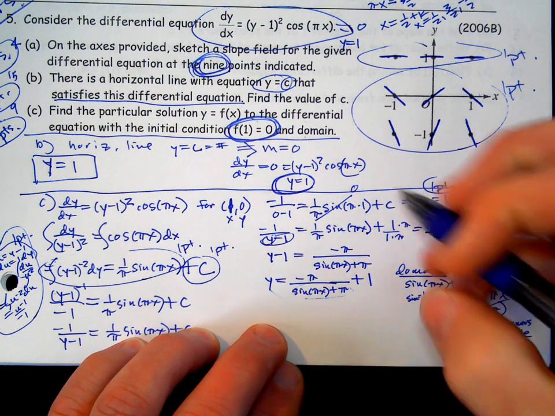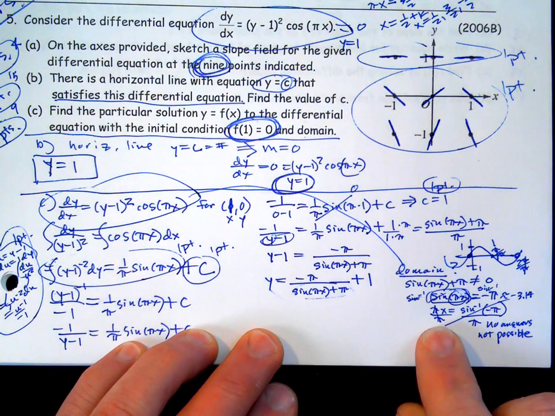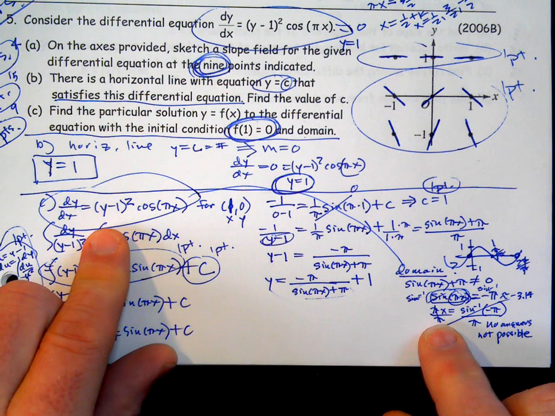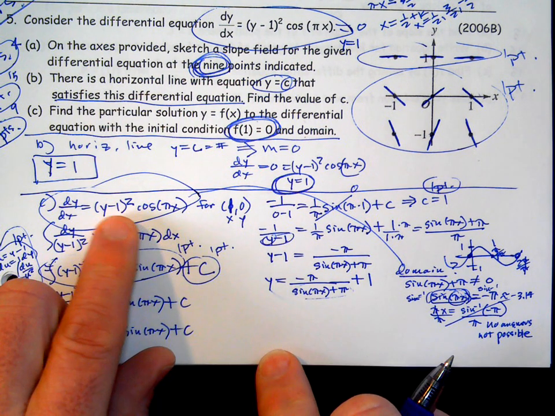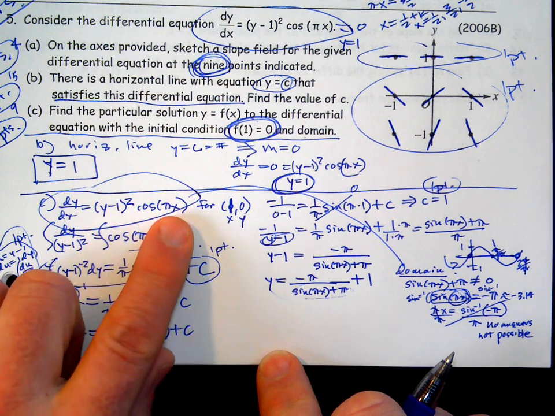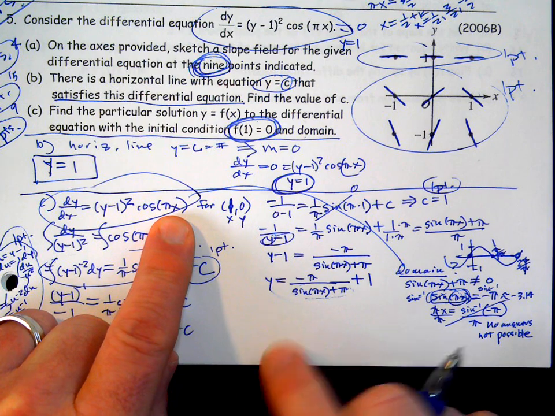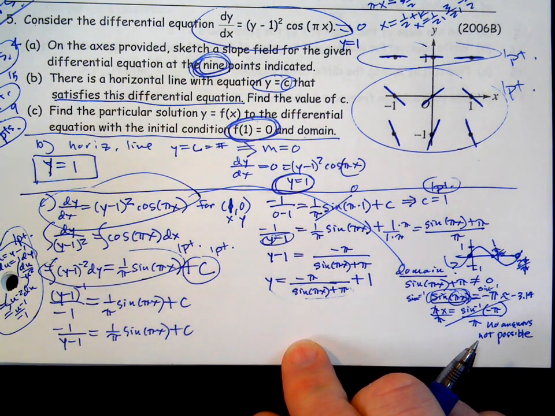The other place you always have to check is the original differential equation. This is the place that people forget, because even if things are fine here, you got to look over here. Are there any x or y values that cause this to be undefined for any reason? Are there any values of x we can't plug in a cosine? No. Are there any values of y we can't subtract 1 and square and get an answer? No.